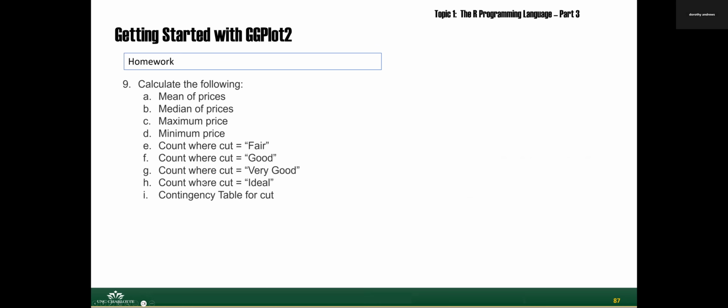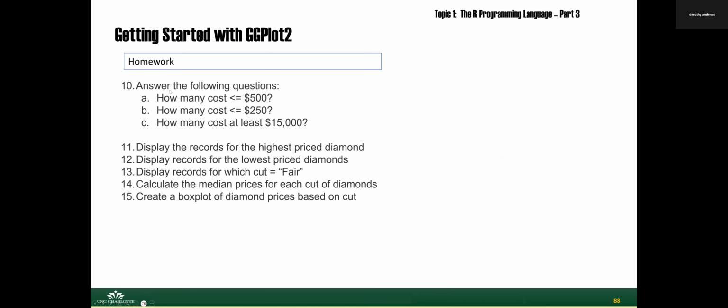Then you want to calculate the mean of the prices, the median, the max, the minimum. These are all things you know how to do. You want to get a count of all those that have a cut equal to fair, good, very good, ideal. And then you want to create a contingency table. You know how to do that as well. Then you want to answer these questions, like how many of the diamonds cost less than or equal to 500, less than or equal to 250, and how many are at least 15,000. And display the records with the highest price diamond, the records with the lowest price diamonds, and then records for which cut equals fair.